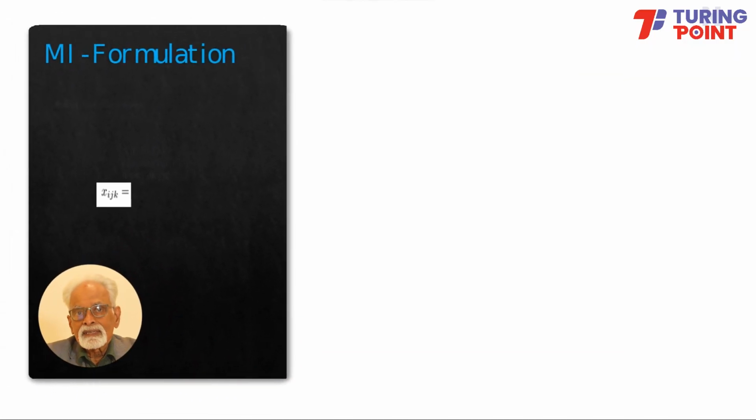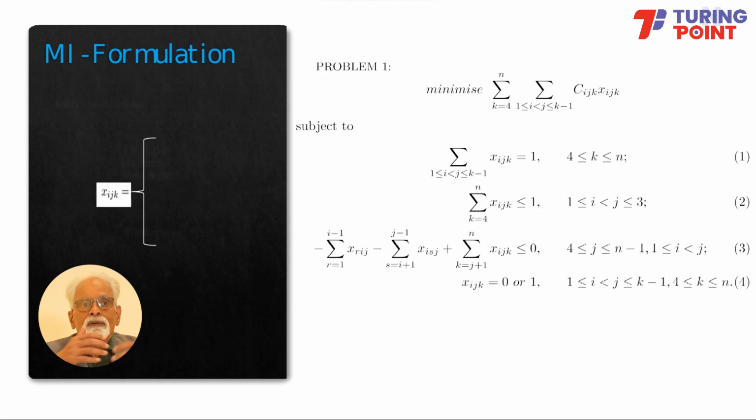We are trying to minimize the objective function Cijk as defined now, multiplied by Xijk. If Xijk is 1, then this cost is there. If it is 0, that cost is not going to be there. And we are summing this over all possible k and over all possible ij.